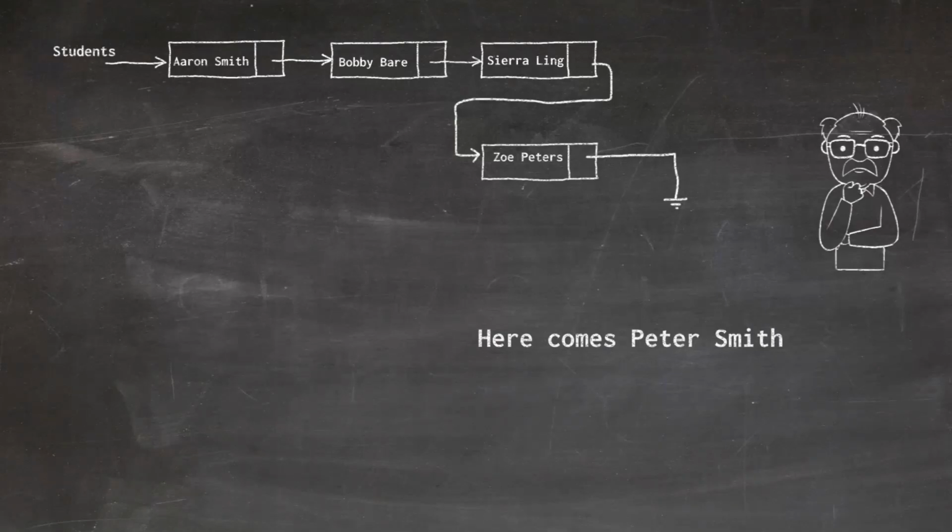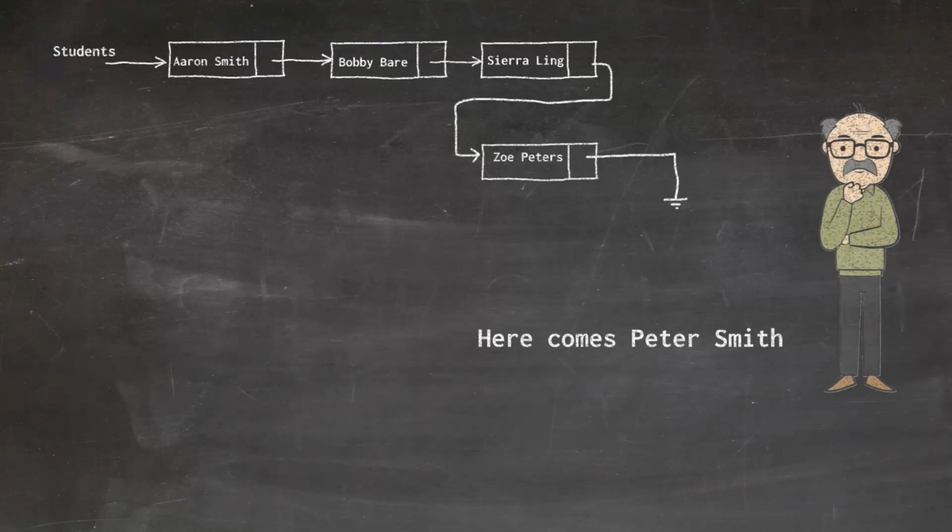So what do we do with Peter? Previously, we added our new students at the end of the list because they were all coming in alphabetically. Peter has to be between Bobby Bear and Sierra Ling. Let's see how we do this with a linked list. The first thing we do is we ask the operating system for a new piece of memory where we are going to store the data for Peter.